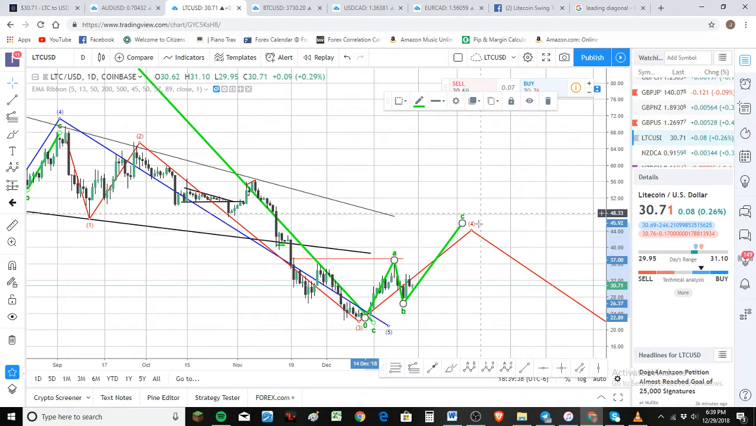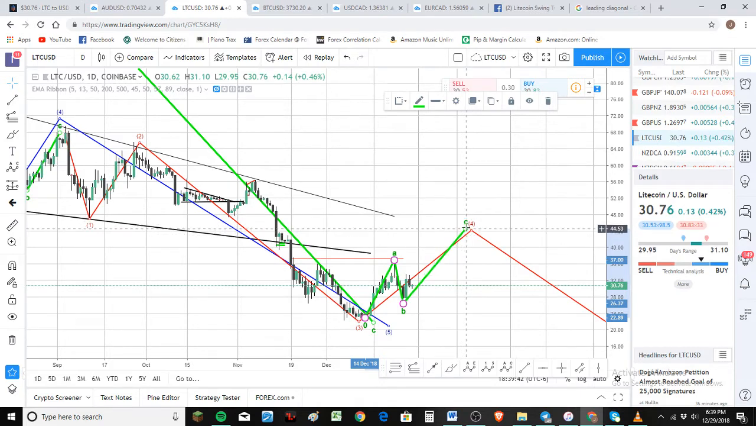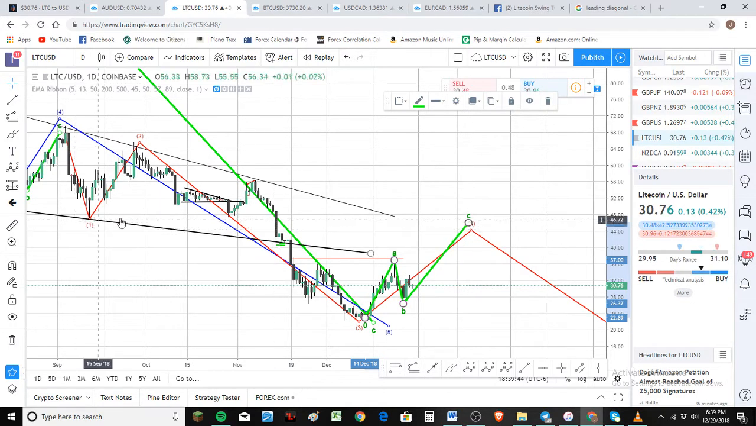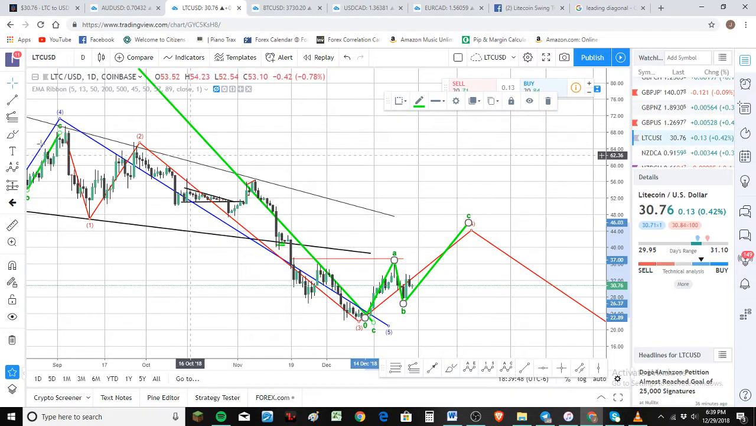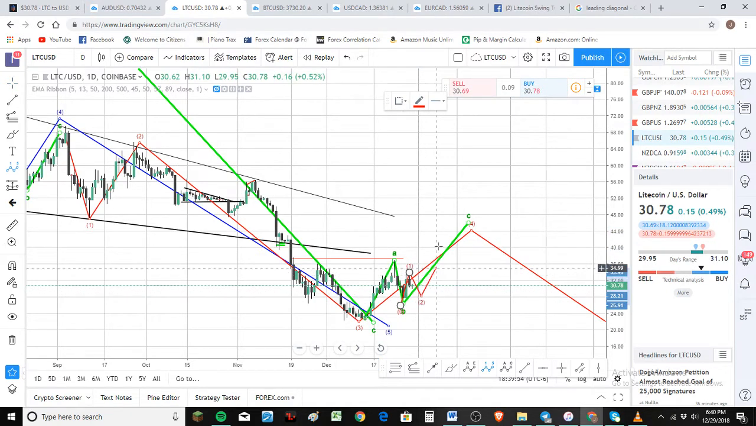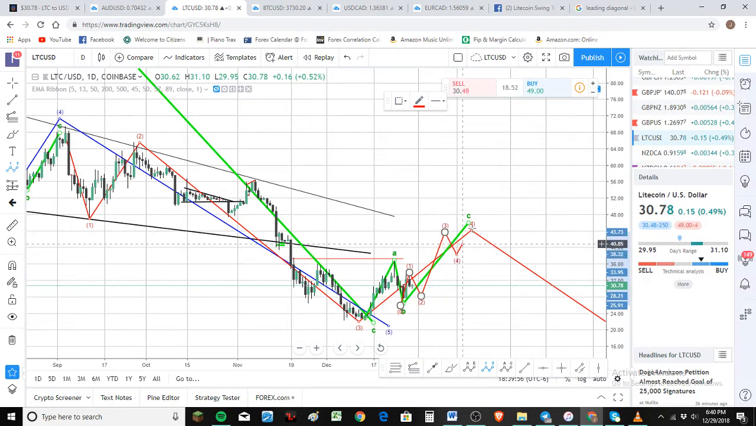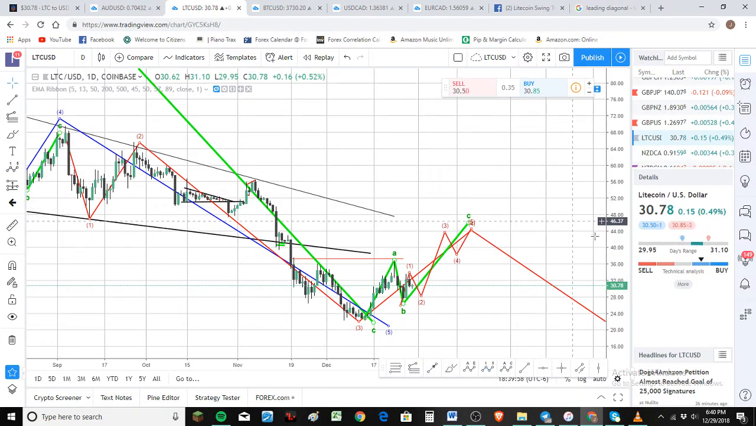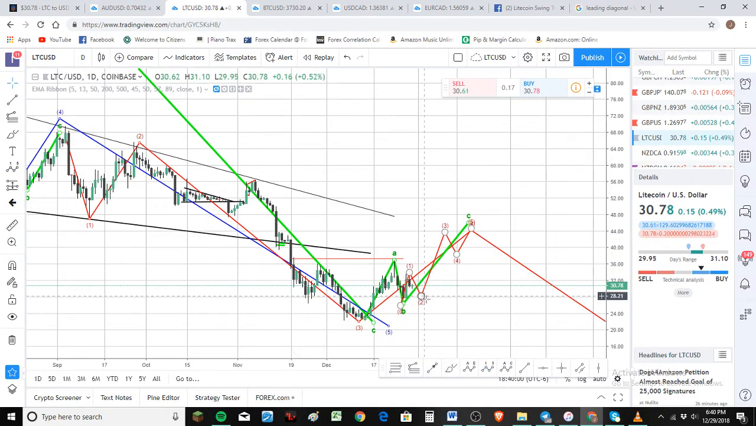So this C is going to bring us up to this level where the 1 stopped, right over here, where the 1 is going to come up, $46 maybe, something like that. Let's see, 1, 2, 3, 4, 5. C has to have 5 waves. So that's what we're looking at. We're currently making the 2 wave. That's why we're going down.